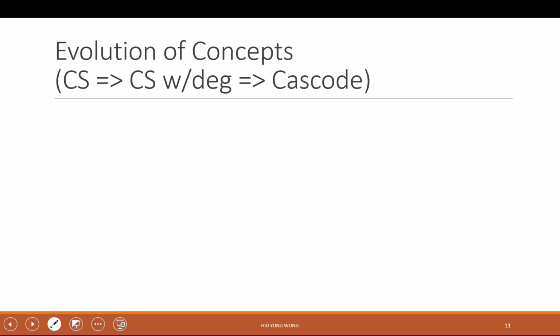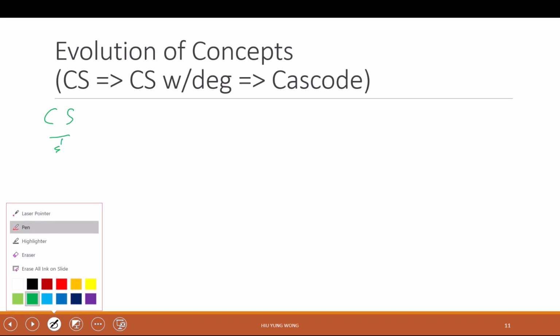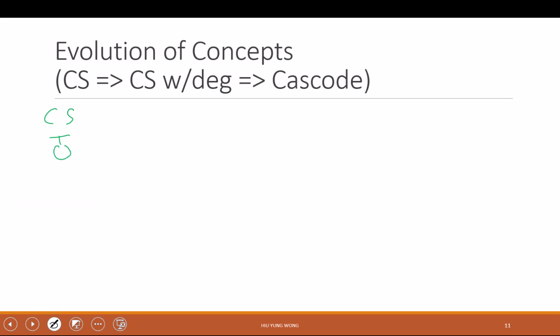Let me just summarize what we have learned, okay? So we learned common source. And in common source, this is the circuit, right? And I'm going to use an ideal current source. This is V in, this is NMOS, this is V out. And what is the output of this circuit?